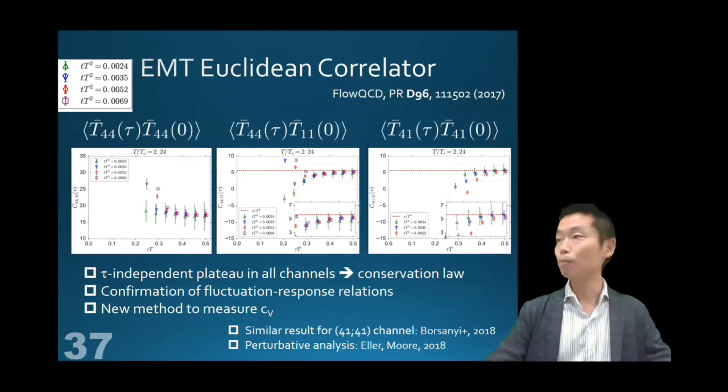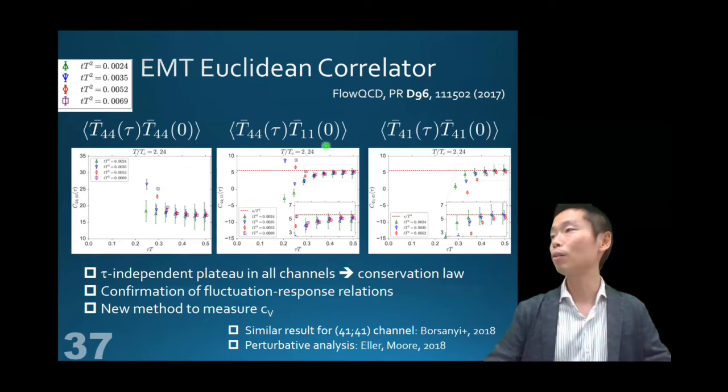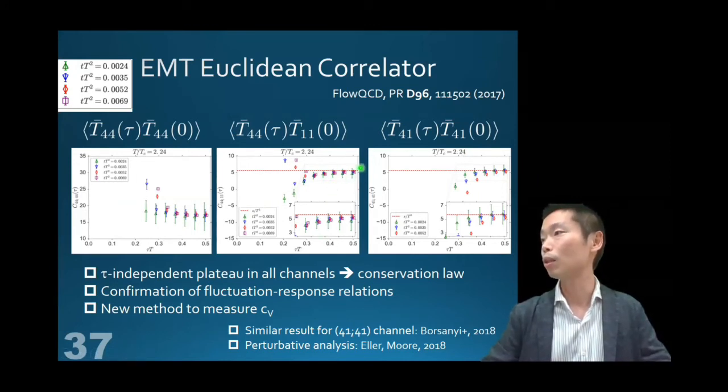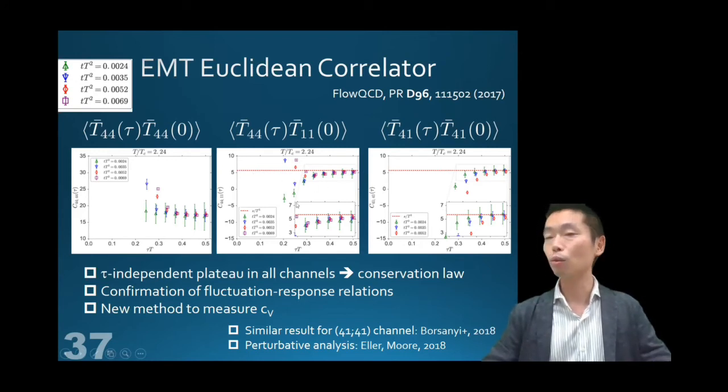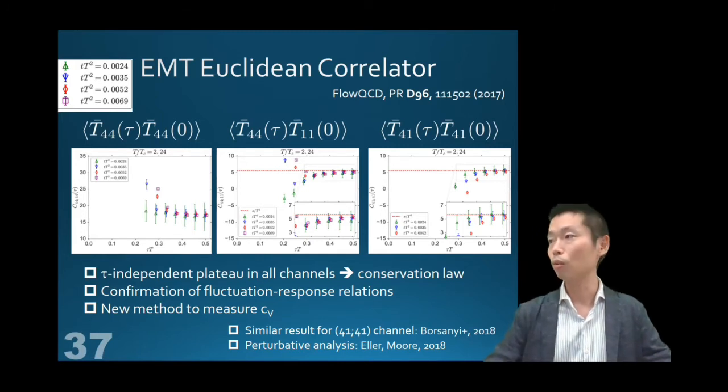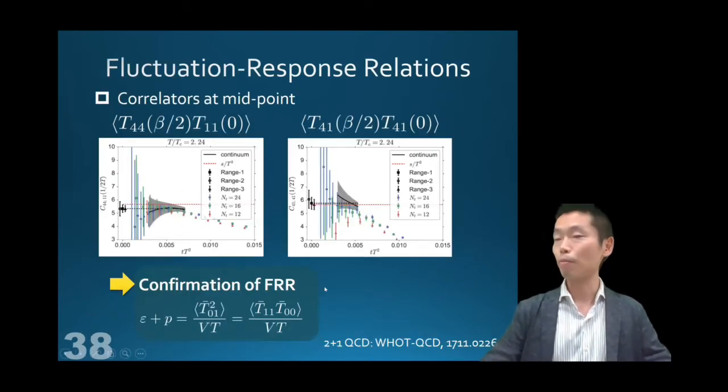Okay, and this panel shows different channels as a function of tau. So you see there appears a constant here in this 4,4 and 1,1 channel, and in this momentum channel, you also see the constant behaviors. These constants should be the fluctuation of the energy or momentum and so on. So we should be able to extract the entropy density from this constant.